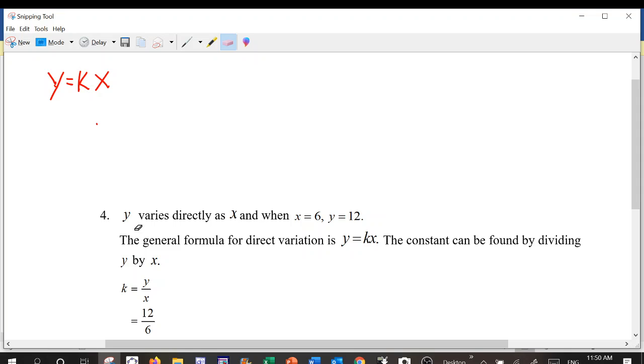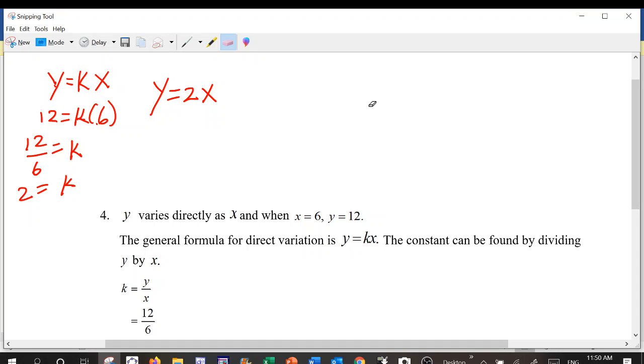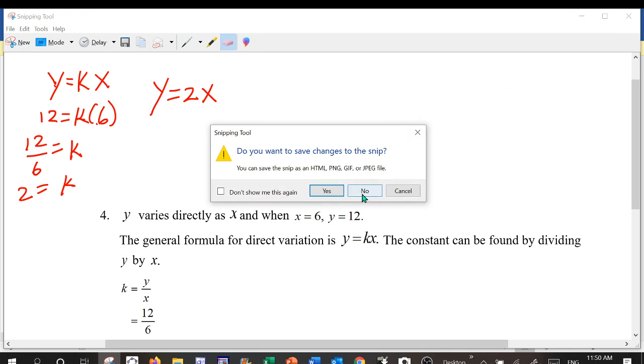So in number 4, it says y varies directly as x, and when x is 6, y is 12. So when x is 6, y is 12. That means k equals 12 over 6, so k equals 2. So the relationship is given by this equation between x and y in this problem. All right, so let's do one more.